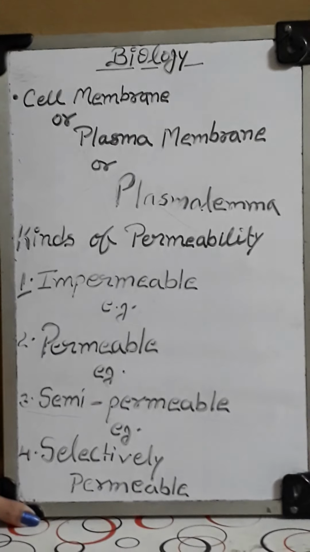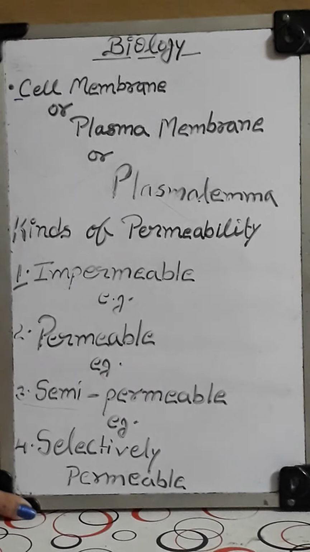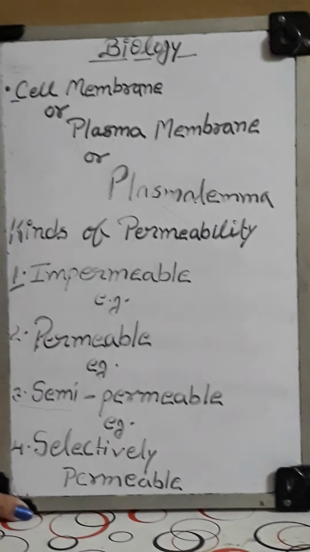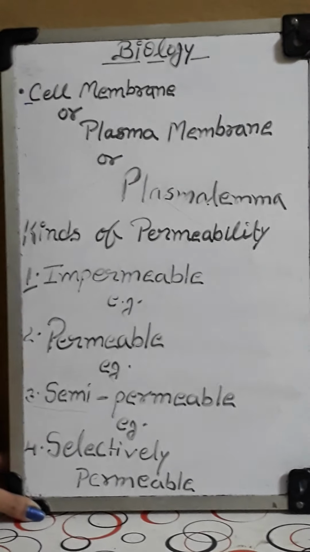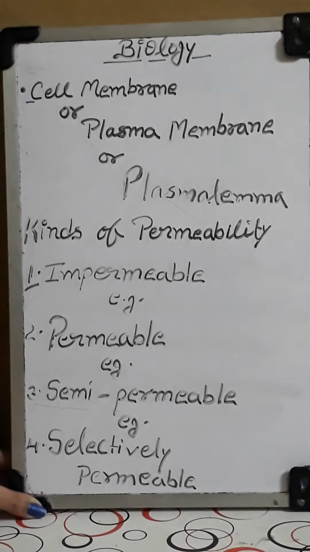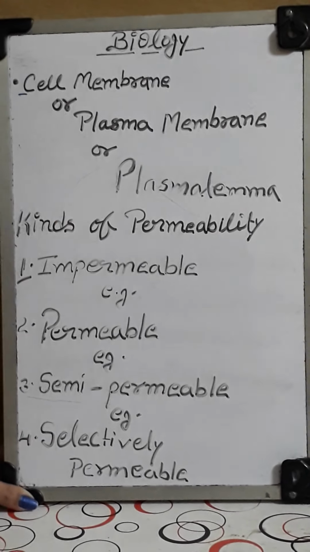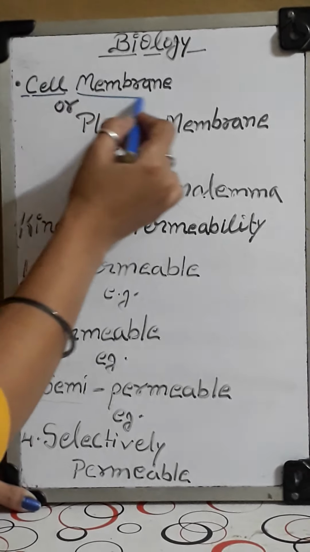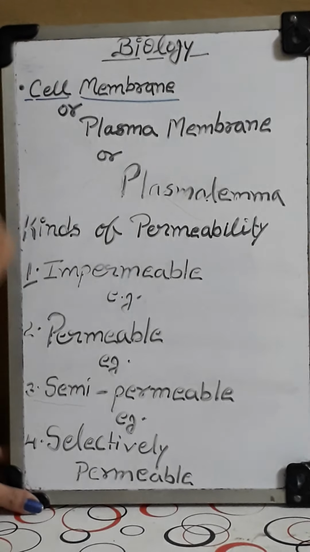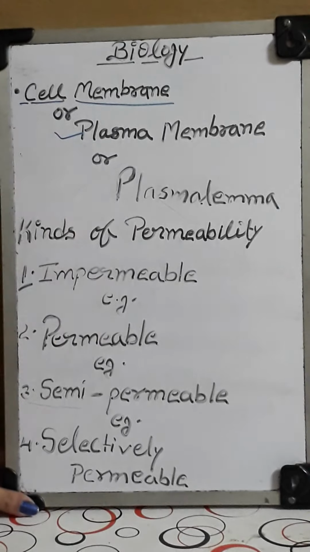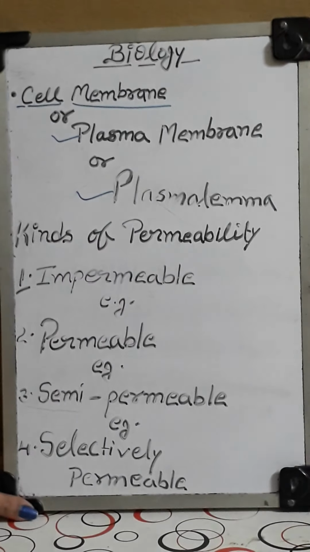Students, in this video we will learn about the cell membrane. All cells, whether prokaryotic or eukaryotic, are bounded by a thin delicate membrane called the cell membrane. What is it called? Cell membrane. The cell membrane is also known as the plasma membrane or plasmalemma.